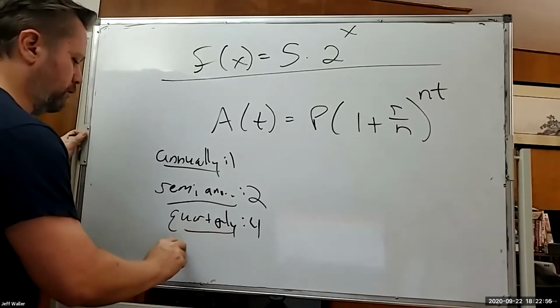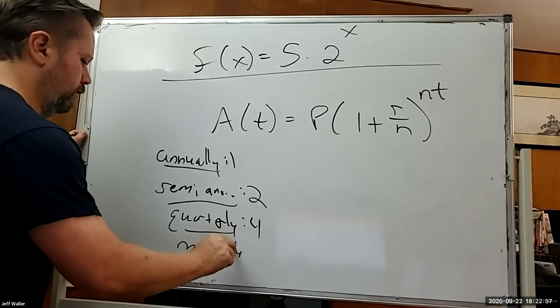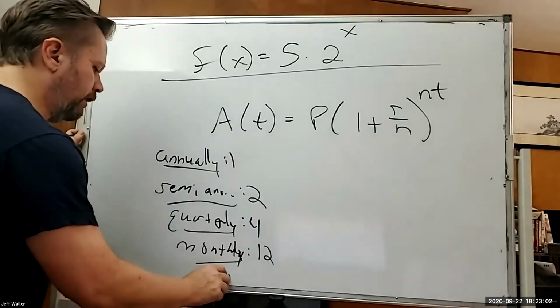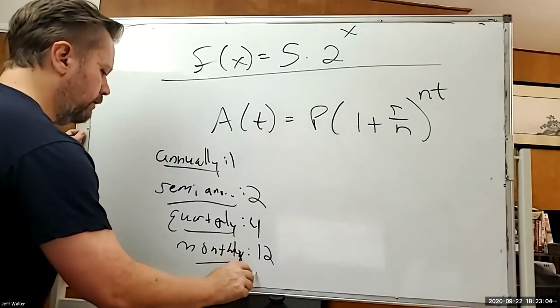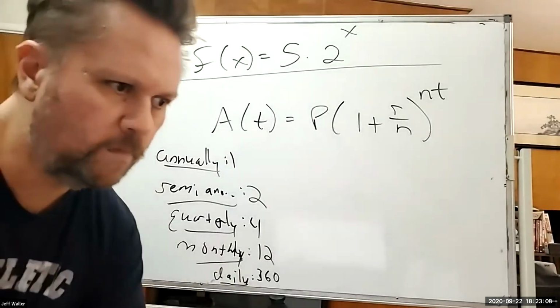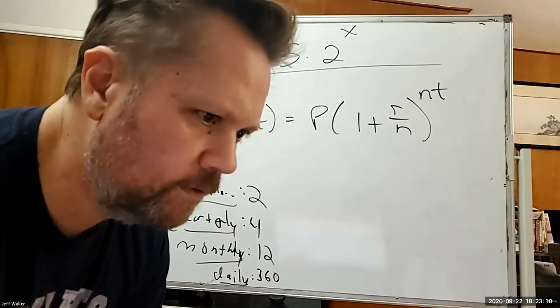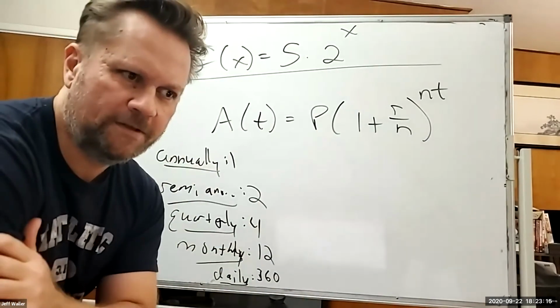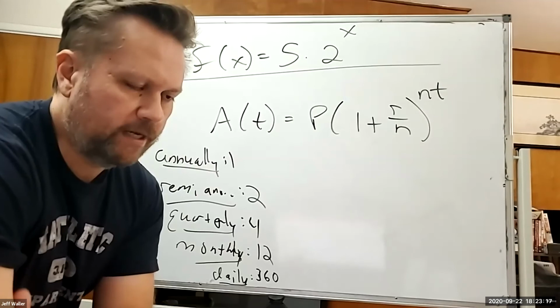Then you got quarterly. Then of course you got monthly, which if you don't know what that is, then I don't know what to do for you. And then you have daily. If you have a problem where it says daily, assume there's 365. Sorry, I said 365, but never mind. Just go with 360, because we're not going to see too many of those anyway.